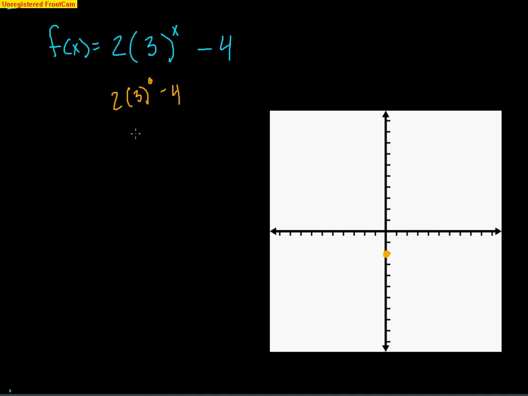Let's plug in 1. So I get 2 times 3 raised to 1, minus 4. 3 raised to 1 is 3. 2 times 3 is 6. 6 minus 4 is 2. So when I plugged in 1, I got 2.